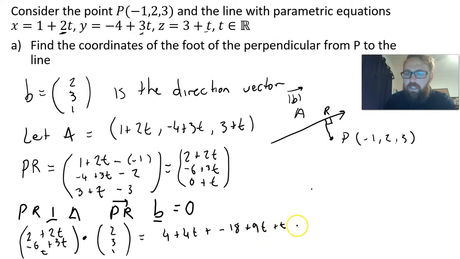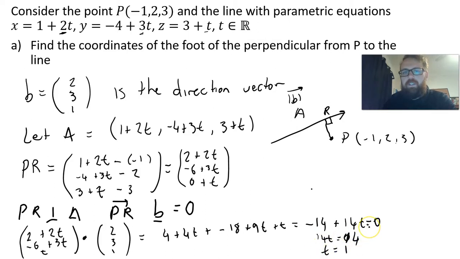If we sum them all up, we get 4 plus negative 18, which is negative 14, and 4t plus 9t plus t, so we get plus 14t. Because this is equal to 0, we can bring the 14 to the other side. So 14t equals 14, and t equals 1. So the foot of the perpendicular occurs when t equals 1.